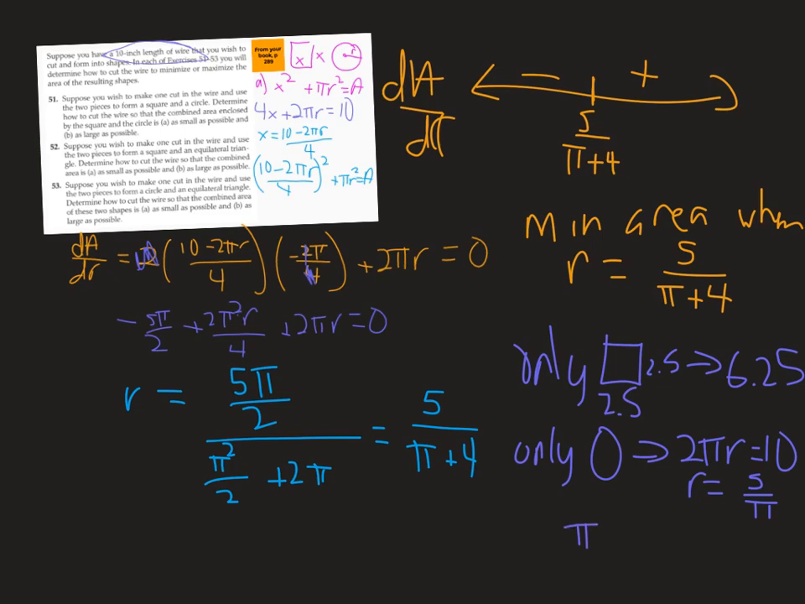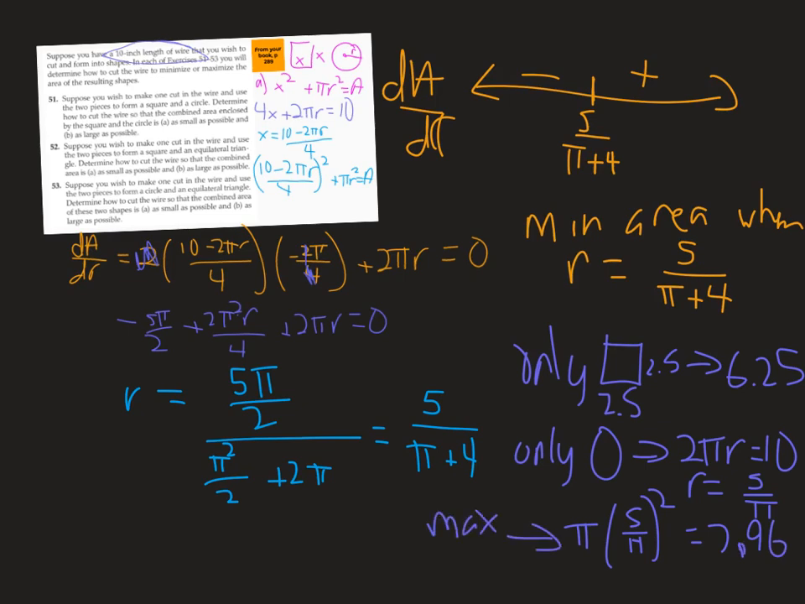And pi times 5 over pi squared is about 7.96 and a bit. So that's the max.